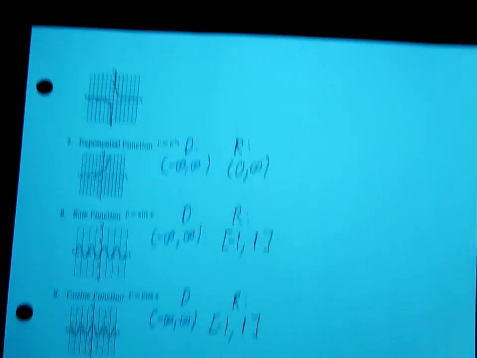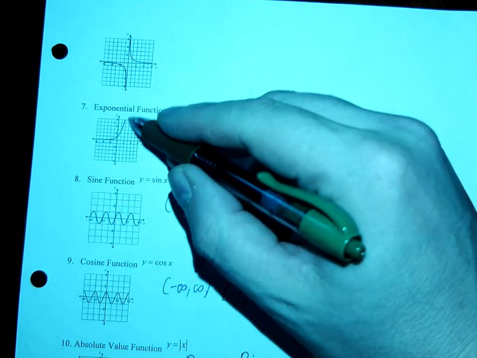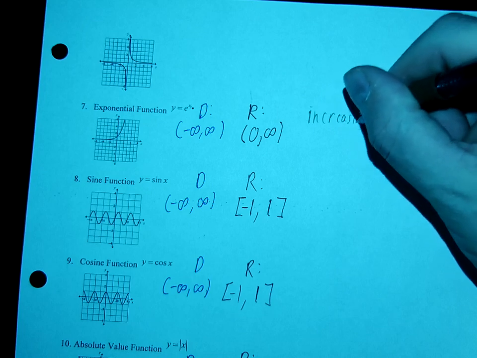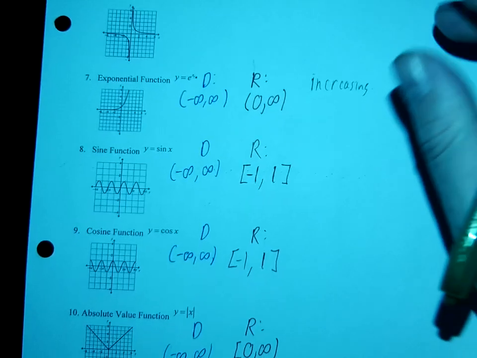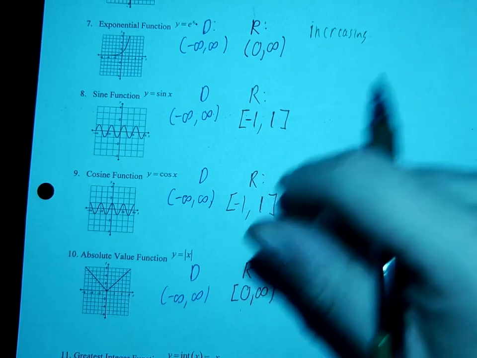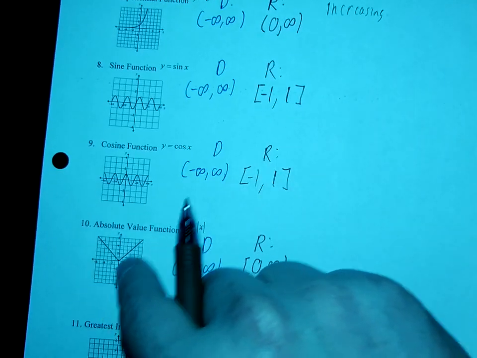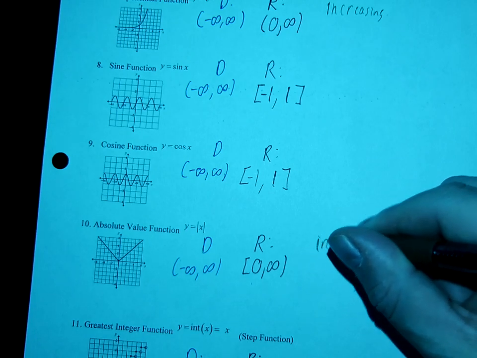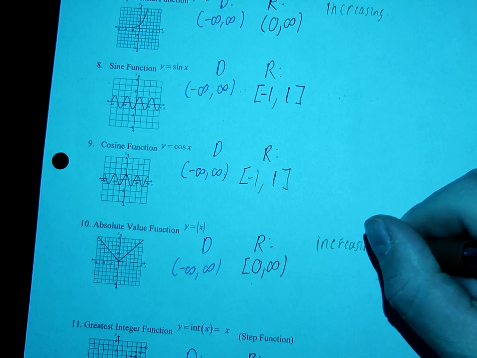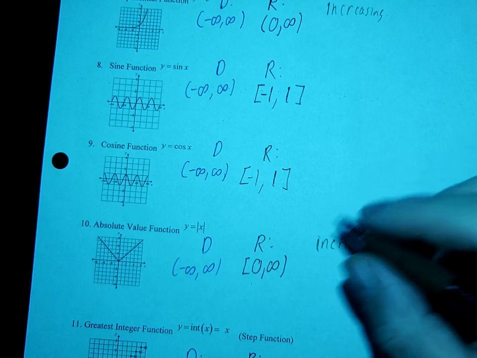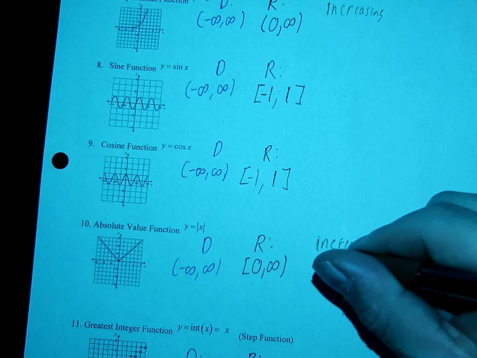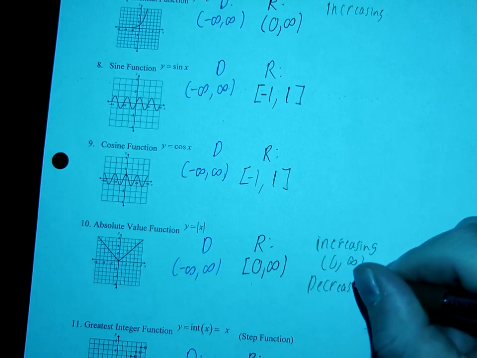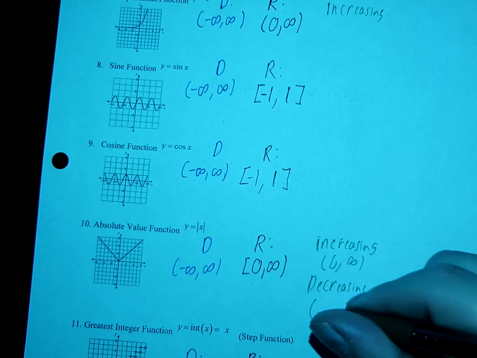Alright, next one. This one's always increasing, pointing upwards. Now the sine and the cosine functions are a little bit weird. We'll come back to those ones last. The absolute value function is always increasing. I shouldn't say always increasing. It's increasing from 0 to infinity and decreasing from negative infinity to 0.